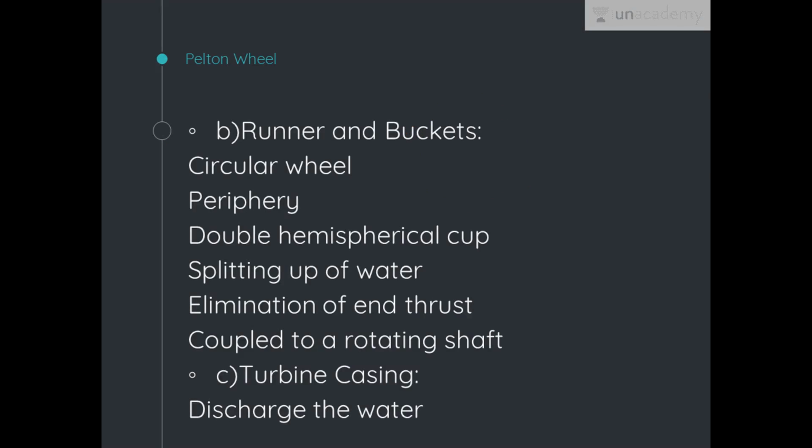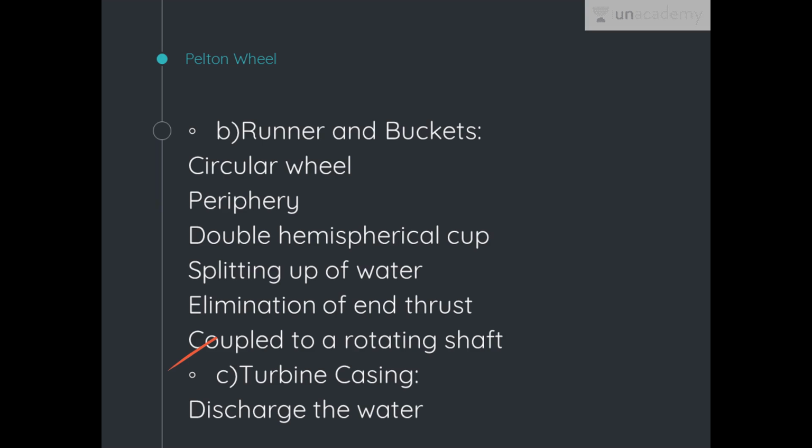Let's move on to the other part, namely the runner and buckets. The runner is a circular wheel with a series of evenly spaced buckets fixed around its periphery. The buckets are shaped like a bowl or a double hemispherical cup. The advantage of having double cup shaped buckets is that the jet of water gets split and leaves symmetrically on both sides of the buckets. This helps in the elimination of the end thrust or axial thrust on the bearing, and to get a good output shaft through our rotating shaft.